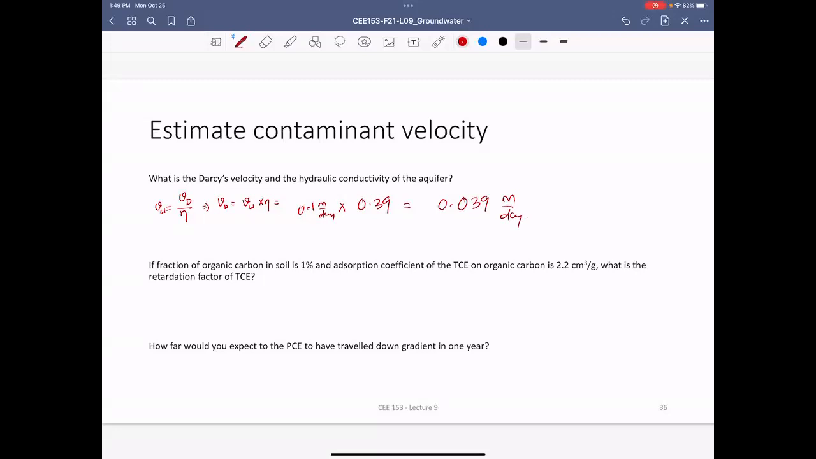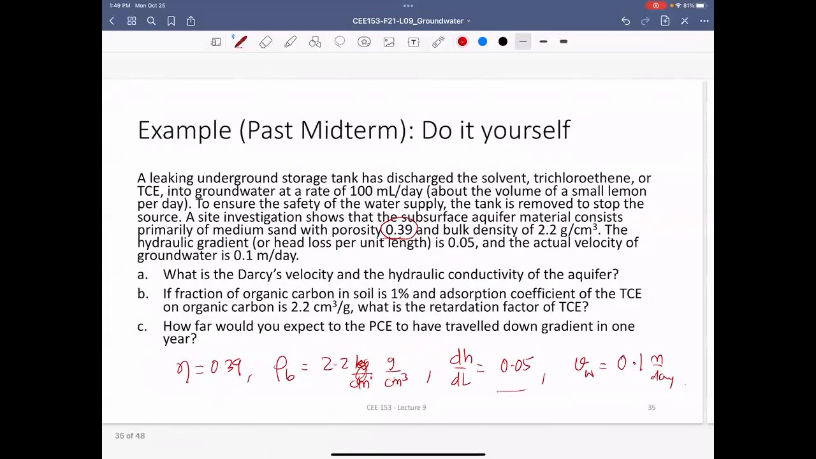What is the hydraulic conductivity of the aquifer? Well, you know Darcy's velocity is K dH over dl. So hydraulic conductivity is Darcy's velocity divided by dH over dl. You already know these numbers: 0.039 divided by dH over dl, which is given here.